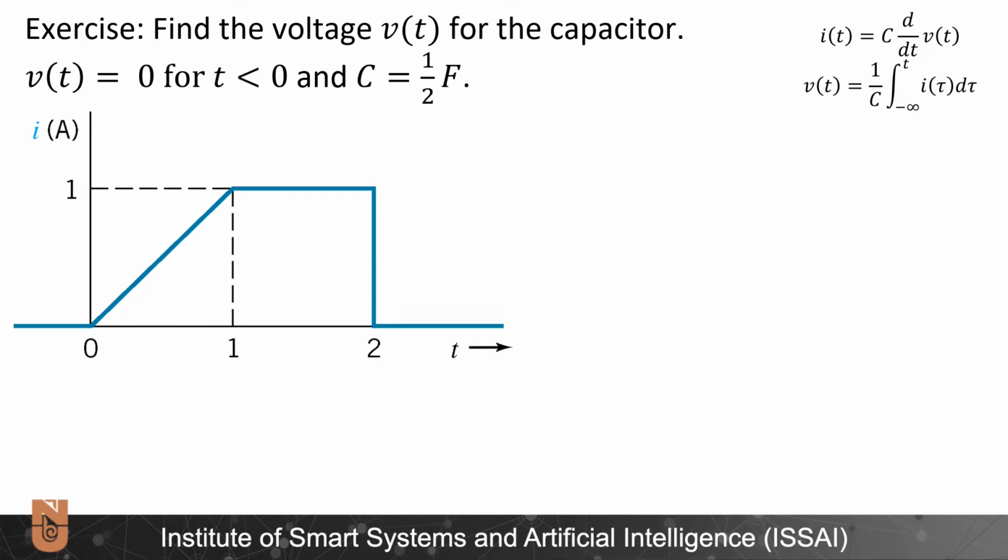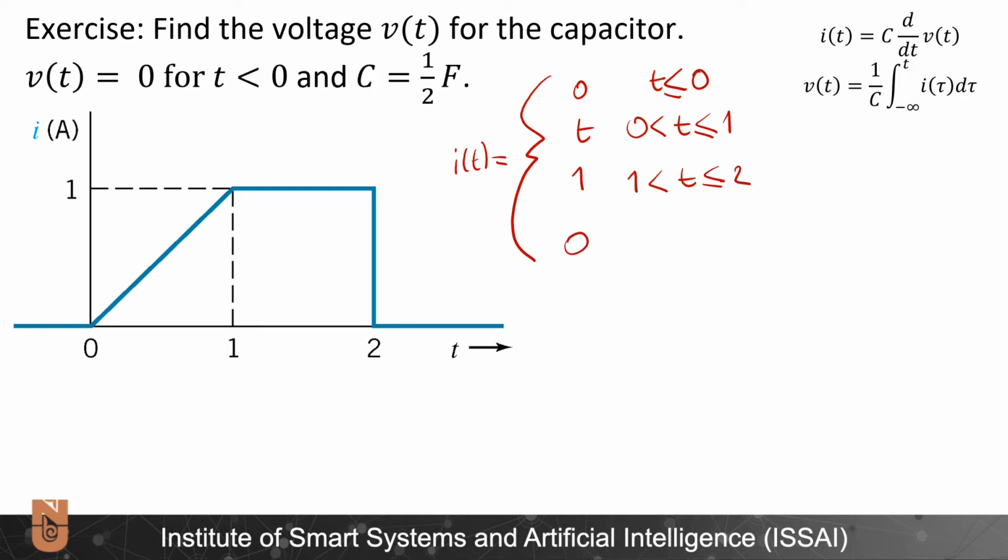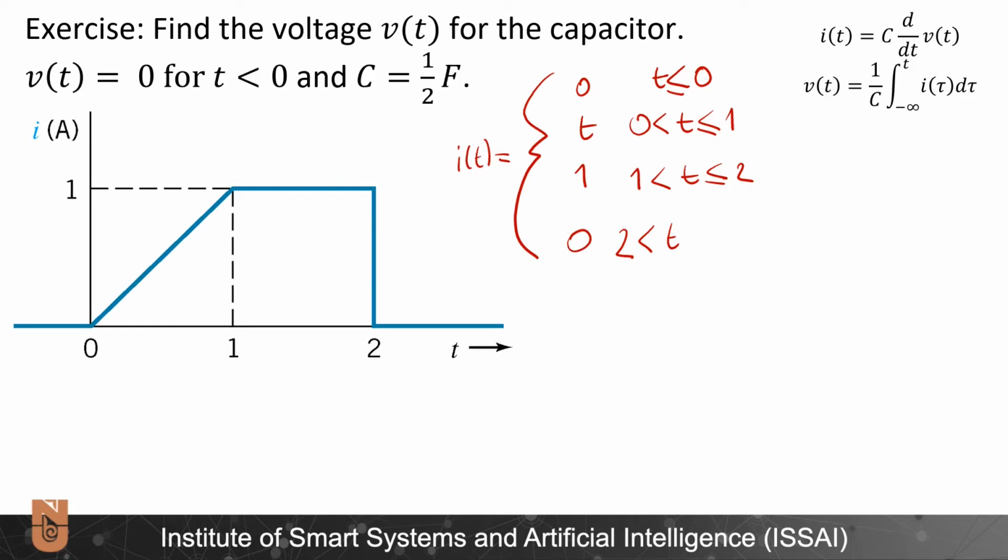Find the voltage V for the capacitor when the voltage for t less than 0 is equal to 0 and the capacitance value is 1 over 2 farads. Let's write the current. I of t is equal to 0 when t is less than or equal to 0. It is equal to t when t is greater than 0 and less than or equal to 1. It's equal to 1 when t is between 1 and 2, and is equal to 0 again when t is greater than 2. Now I need to find the voltage for 4 different ranges.